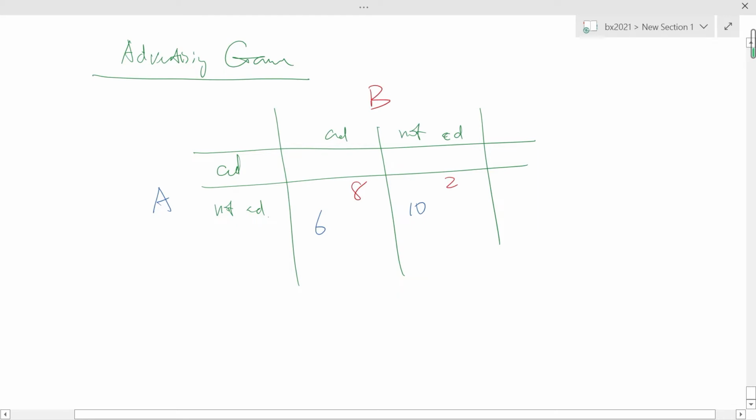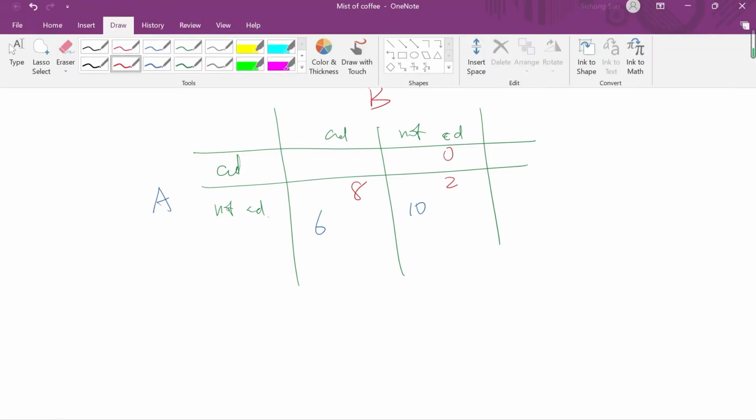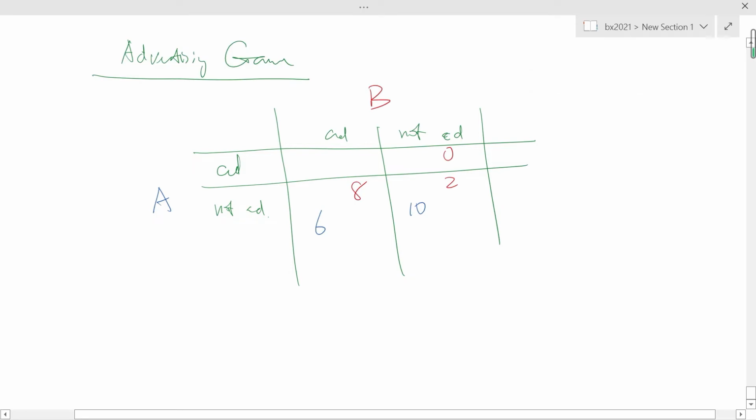Similarly, if A advertises and B does not, B's profit decreases to 0 and A's increases to 15. If both of them advertise, then A's profit is 10 and B's is 5. Okay, what is the outcome of this game? How can we predict the outcome of this game?